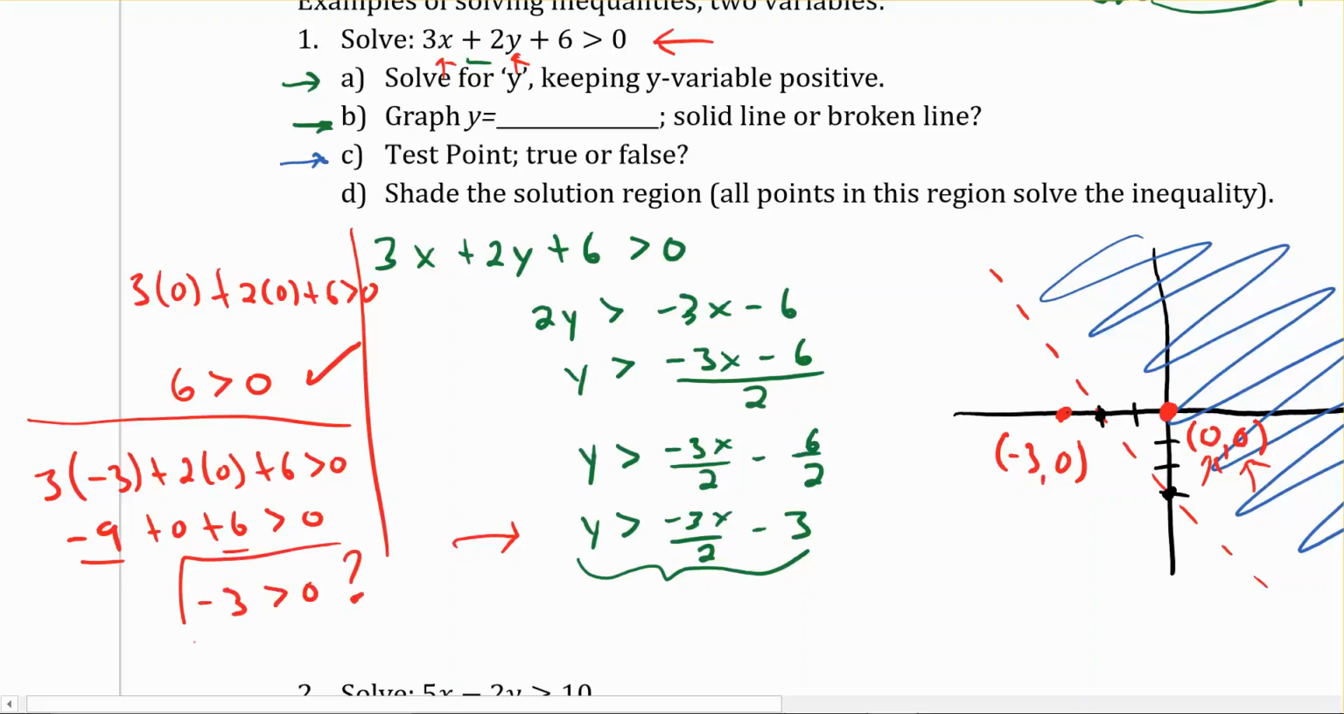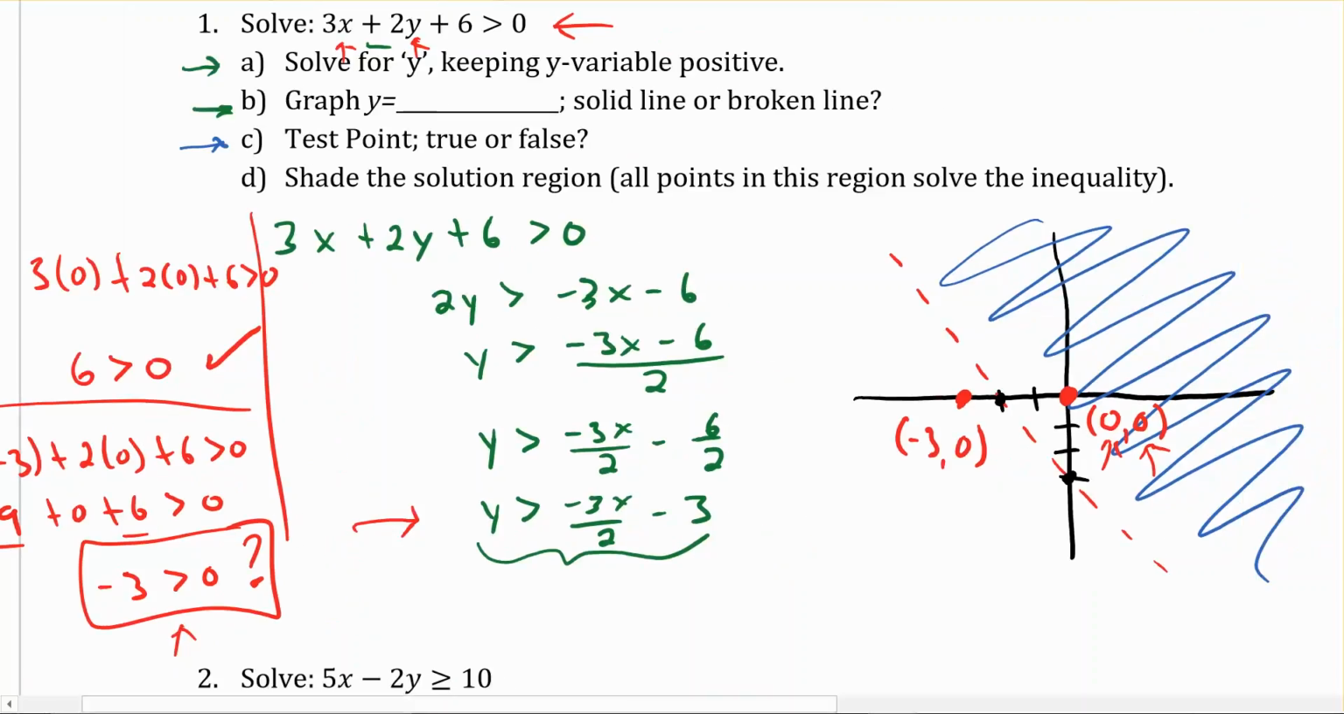That doesn't make sense, right? That doesn't check out, which proves that we're right. That's on the wrong side of our inequality, so that shouldn't be true. Okay, so we've already done D as well. That's just shading the region that we did on that side of the graph.